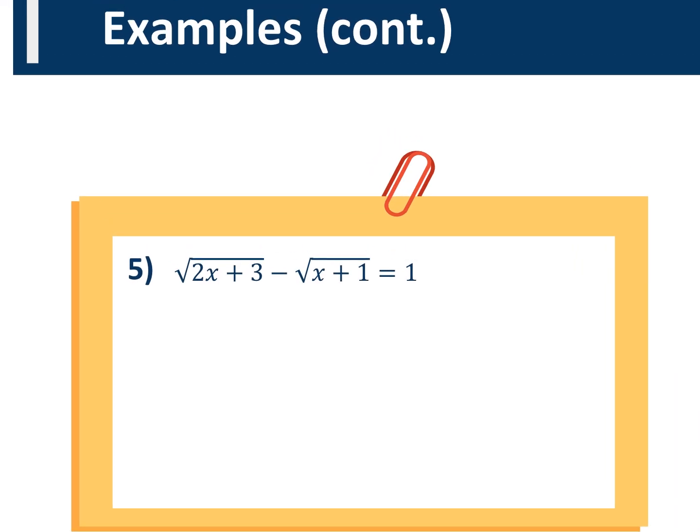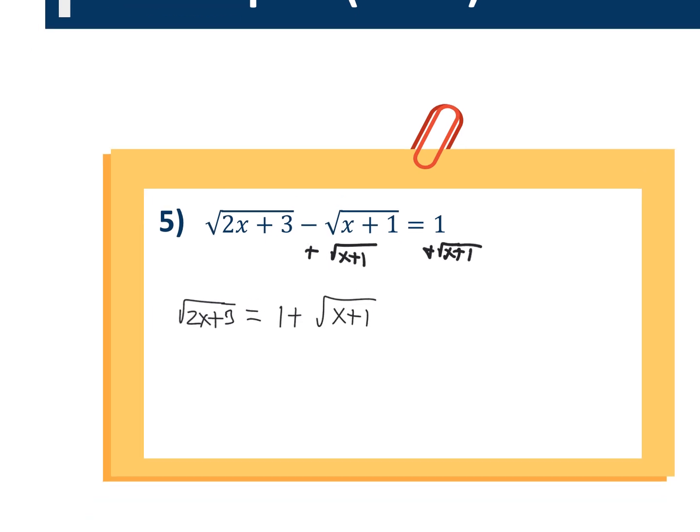So let's look at this one right here. I have two square roots. I want to get one of them by itself. So why don't we move this square root of x plus 1 to both sides. What that's going to leave us with is the square root of 2x plus 3 equals 1 plus the square root of x plus 1. And now I can go ahead and again square both sides.